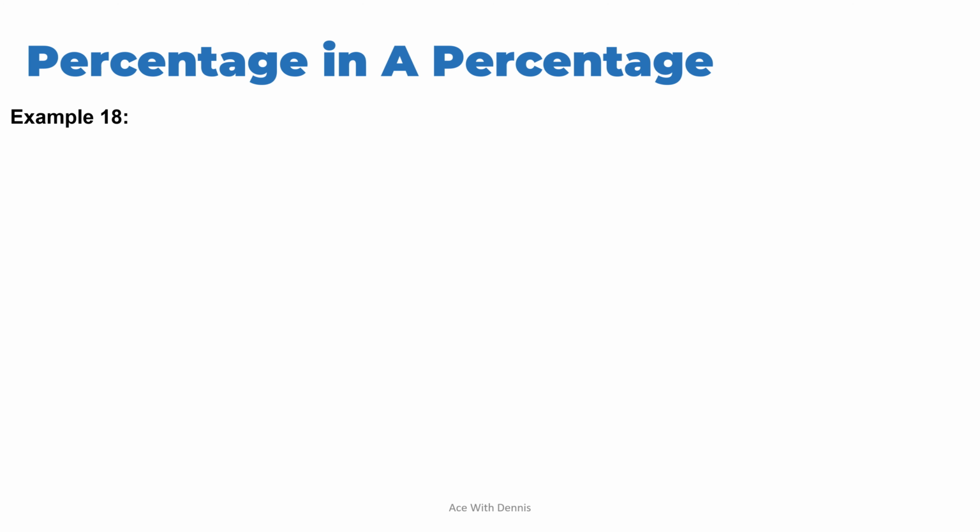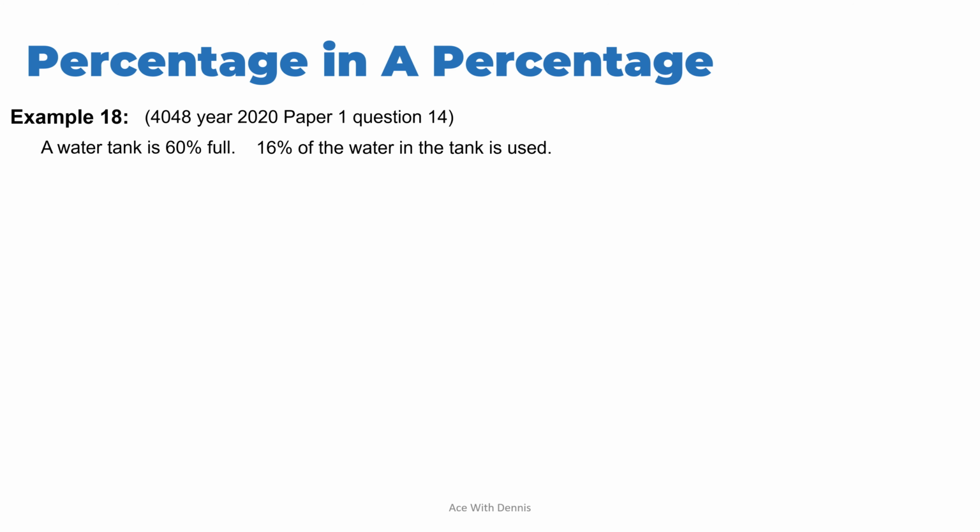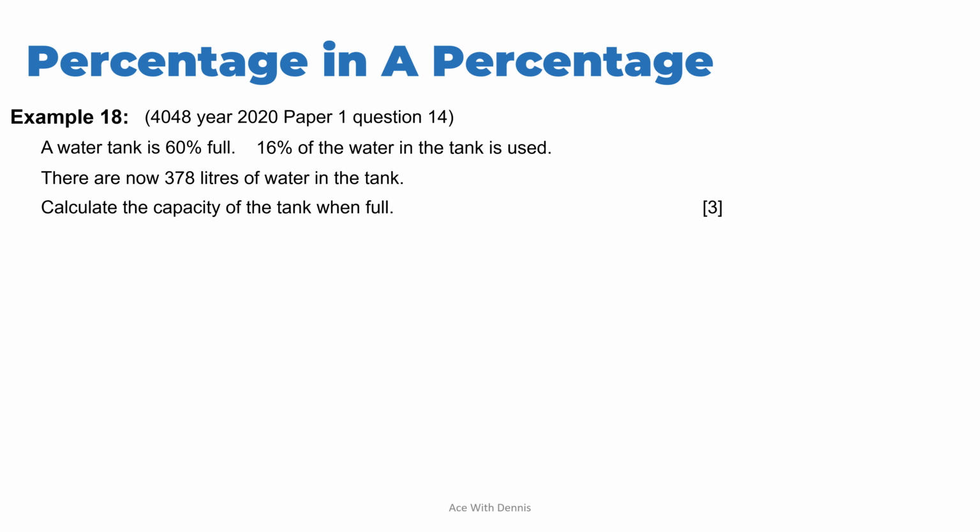Let's look at example 18, which is the actual question on subject code 4048, year 2020, paper 1, question 14. A water tank is 60% full. 16% of the water in the tank is used. There are now 378 liters of water in the tank. Calculate the capacity of the tank when full. 3 marks. Here's the solution.